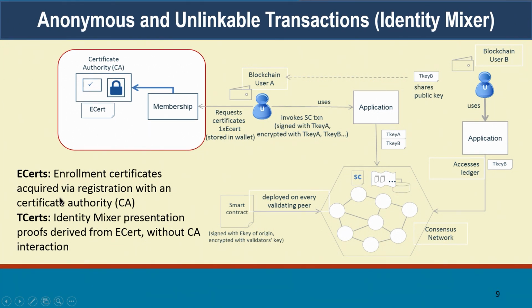The transaction certificates will be one-time certificates that the user can generate to perform transactions on blockchain. So now, because all of these tCerts look different, right? If the user is performing 10 transactions, they can all have 10 different keys. So it will appear as though these were performed by 10 different users. So that way you achieve unlinkability, right?